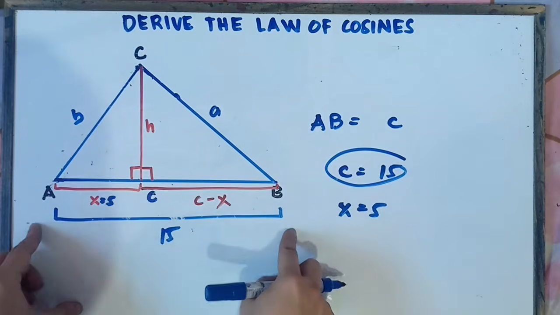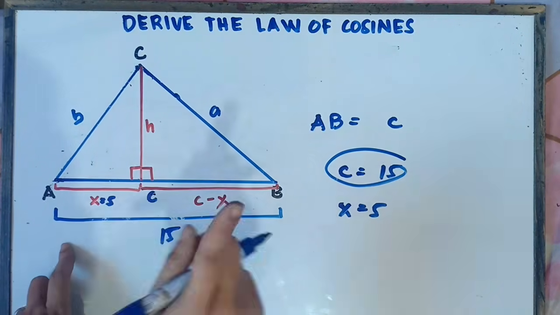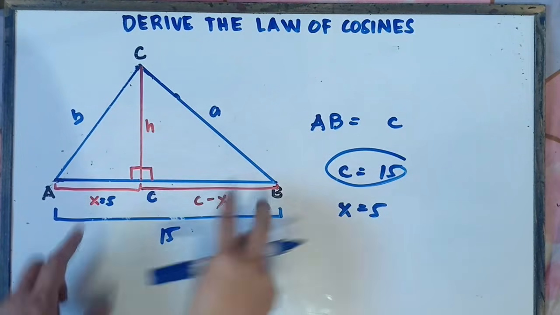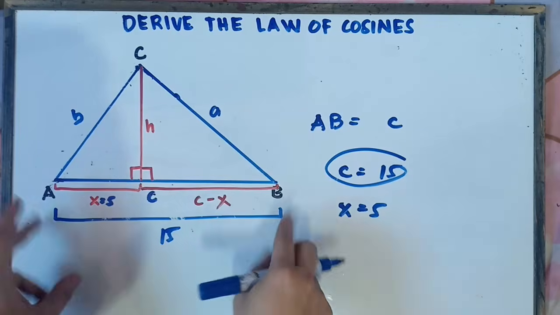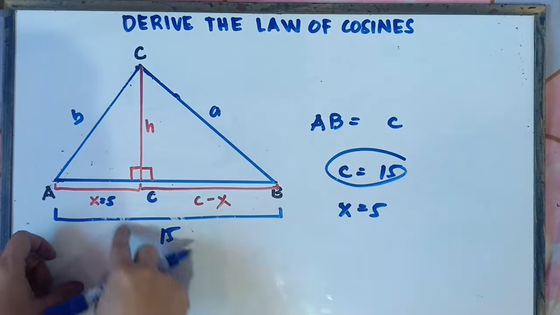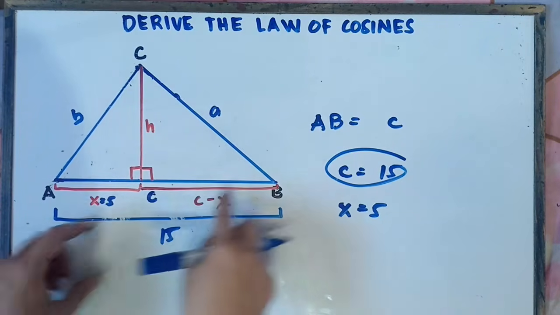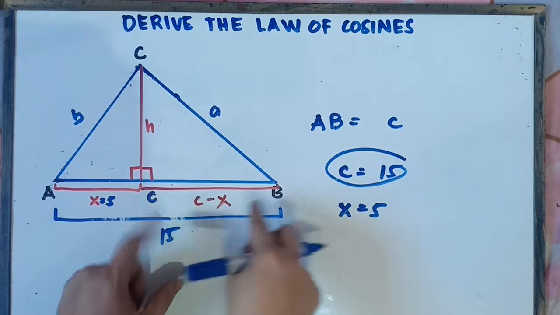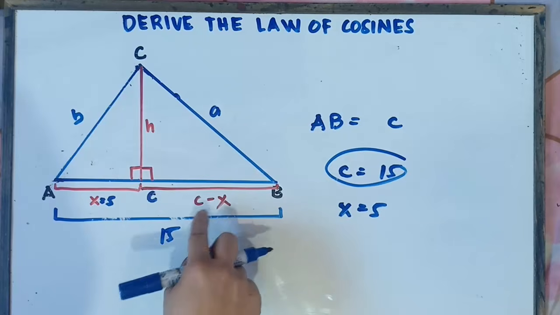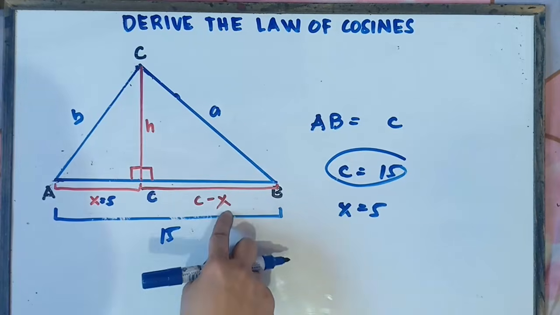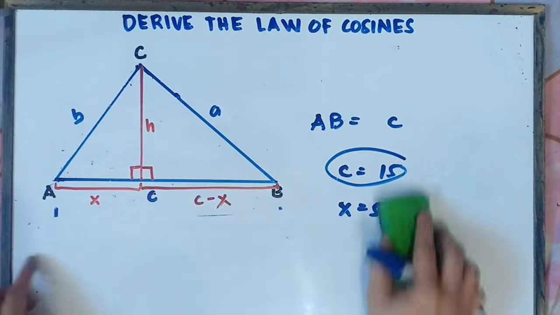Because if the total is 15 and X is equal to 5, just an example, class, how will you get this side? Basic math, you just simply subtract, right? 15 minus 5, therefore, class, this should be 10. That's why, class, we have C minus X. I hope it's clear for you, class. Why do we have C minus X? Alright, I hope it's clear for you with that one.